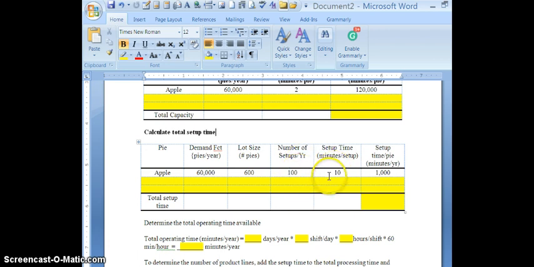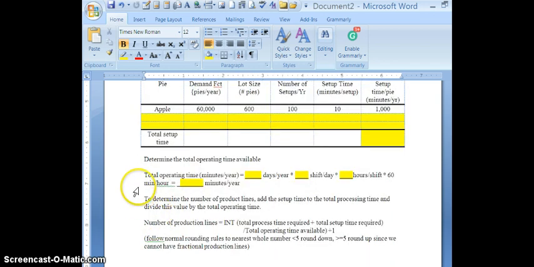10 minutes per setup was given to us in the problem information. So if we multiply the 100 setups per year times 10 minutes per setup, we're going to have 1,000 minutes in setup time for the apple pie line. Now we'll want to do the same calculations for the cherry and the pecan pies.